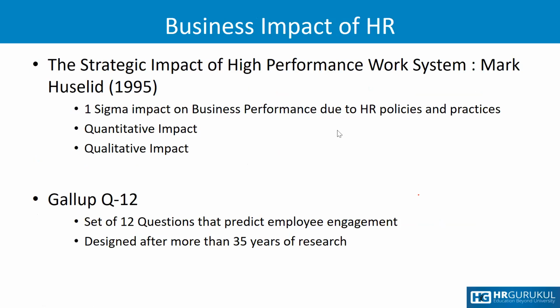So there was a study that was carried out of high performance work systems by Mark Huselid in 1995, and he measured the 1 sigma impact on business performance due to HR policies and practices, and there he was able to give a quantitative impact as well as the qualitative impact. You know what is 1 sigma? Are you aware of sigma? Have you heard the term 6 sigma? Yeah. Right. So he just measured 1 sigma impact, 1 standard deviation.